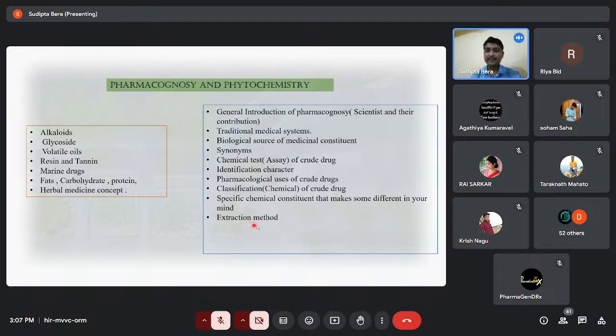Then extraction methods. What are the extractions: decoction, then Soxhlet extraction, then maceration. Which drugs can you use for the maceration extraction process? Which drugs go through the decoction process? You should study this one time because sometimes questions are asked from these extraction methods. So this is all about pharmacognosy and phytochemistry.